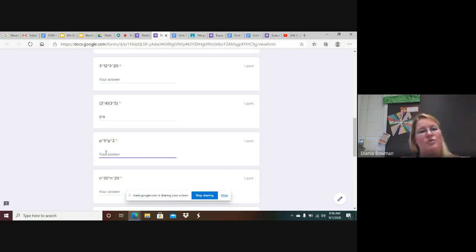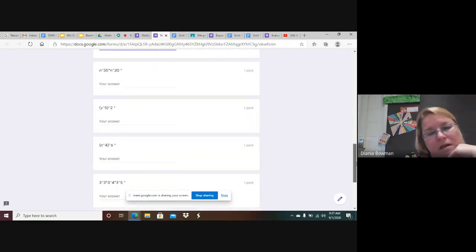This one's tripping some people up. All we're using is letters instead of numbers now. So our base is still P. Our base always stays the same. Now we're going to add 2 plus 5 because those are our exponents. Remember, when you multiply with exponents, you add them. So we're going to use the little up arrow, caret, and 5 plus 2 is 7. So that's P to the 7th power. Okay.